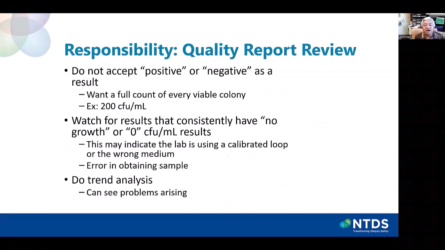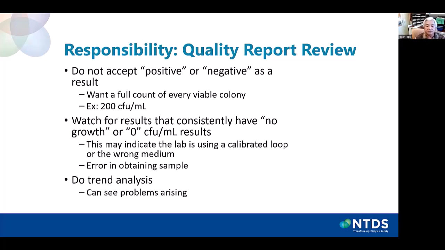Do not accept positive or negative as a result. You want a full count of every viable colony. And watch for results that consistently have no growth or zero results. This may indicate the lab may be using a calibrated loop or the wrong medium. Errors in obtaining samples, such as prepping the sample port with a bactericidal swab or obtaining the sample immediately after disinfection, can result in zero growth.